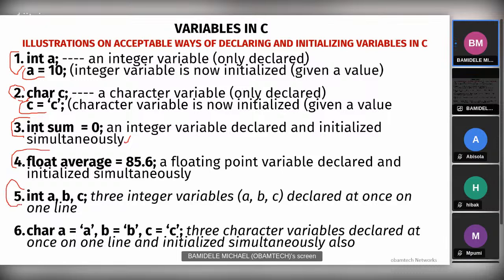And you can even decide to declare more than one variable of the same type on the same line. When you are declaring more than one variable at the same time, they must be of the same type. You cannot say you are declaring int a comma float b. No, an error will occur.